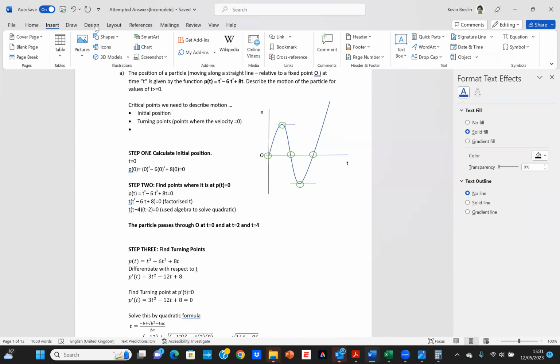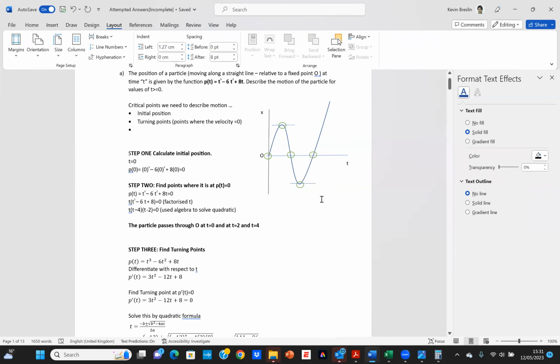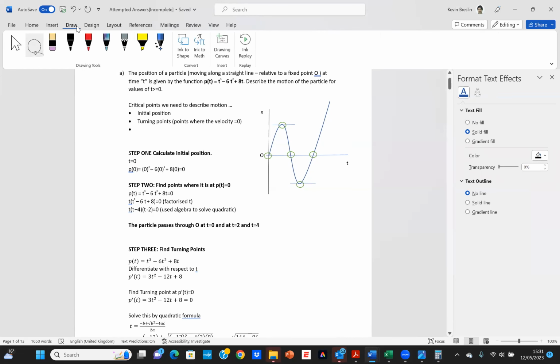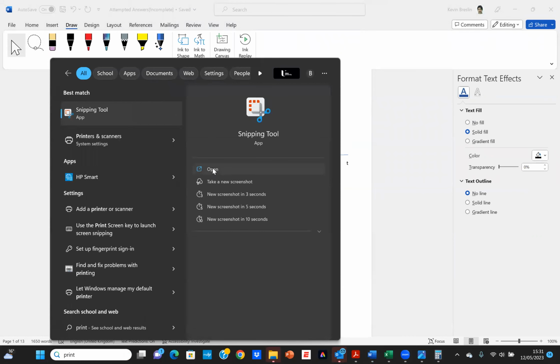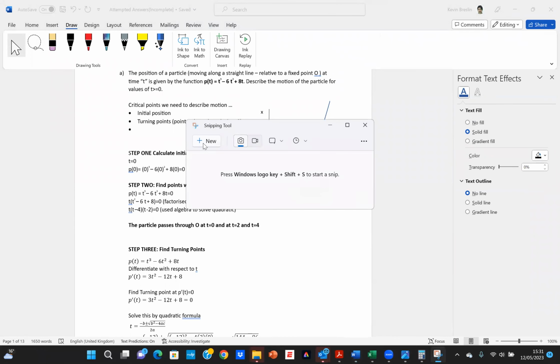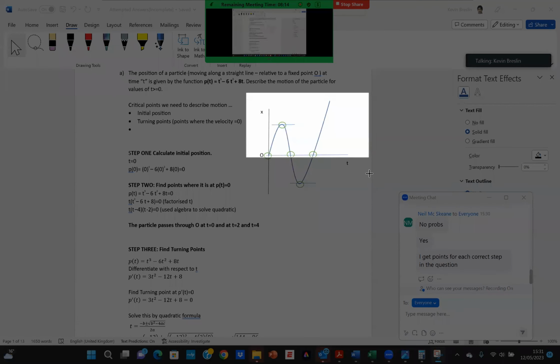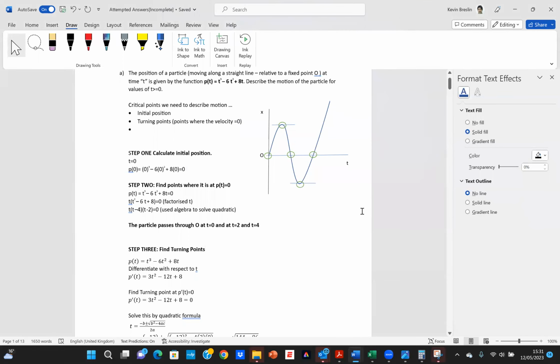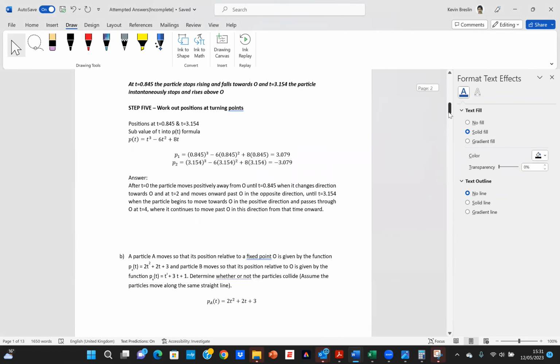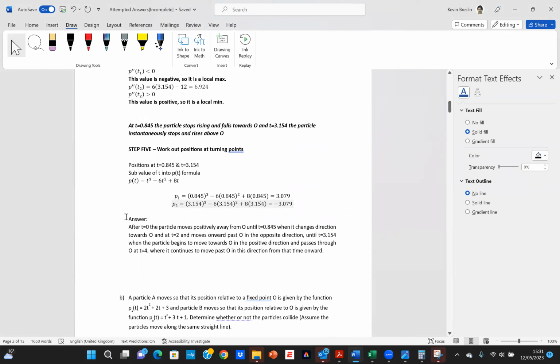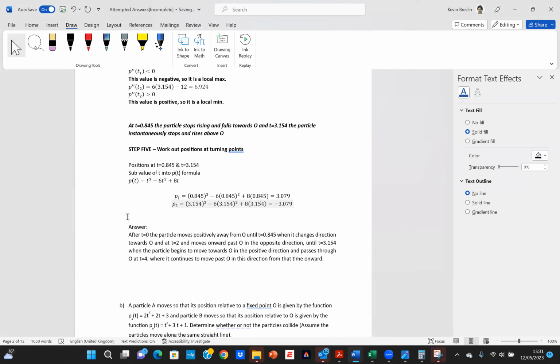You can get points for every step of the question. So I'm just going to take a print screen. This is a memory aid for me for my answer. It might be a memory aid for you.